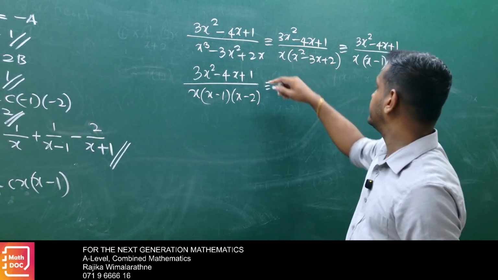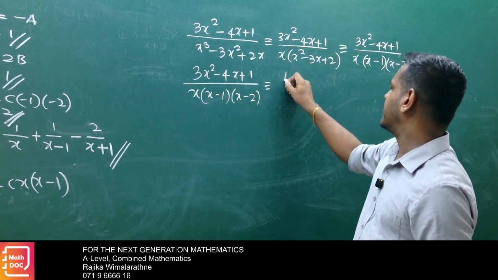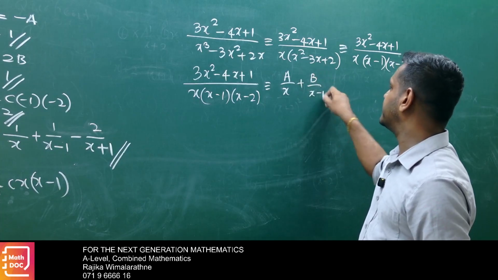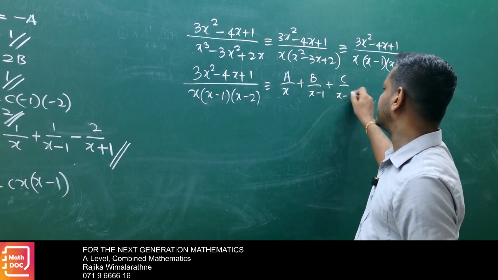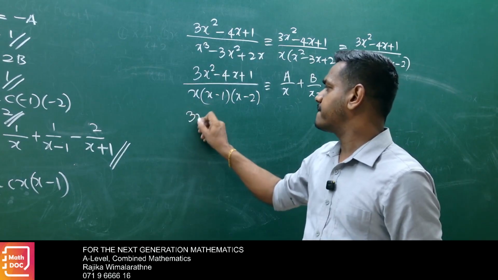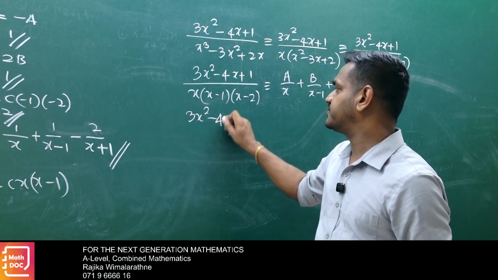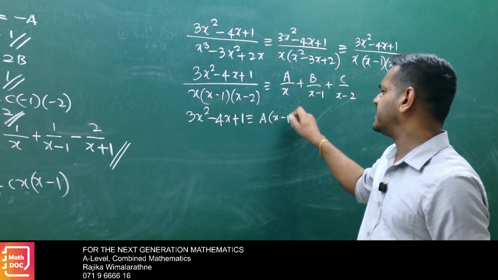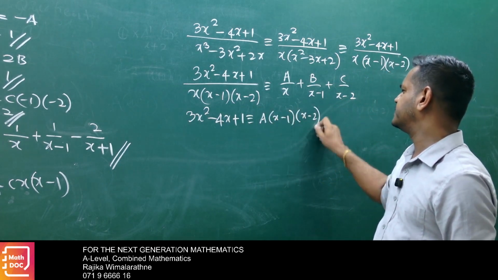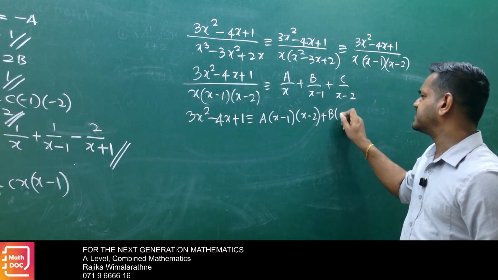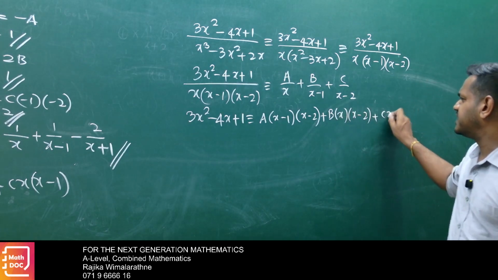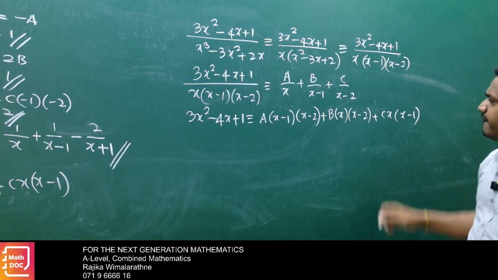Here it is a proper fraction, no? Then a over x, b over x minus 1, c over x minus 2. So 3x squared minus 4x plus 1 equals a into (x minus 1)(x minus 2), plus b into x(x minus 2), plus c into x(x minus 1).